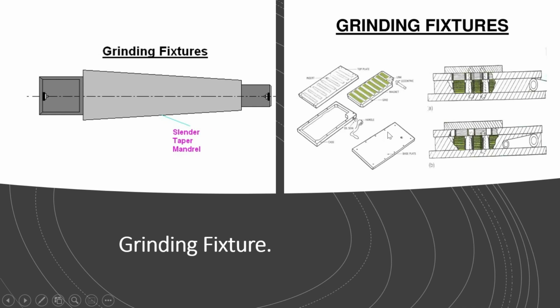Mostly this magnetic type fixture is used for grinding machines. But in case the workpiece is cylindrical, then that workpiece can be held in this cylindrical fixture along the slender taper mandrel, and the other portion is held in the dead center. Then the workpiece can be ground easily.